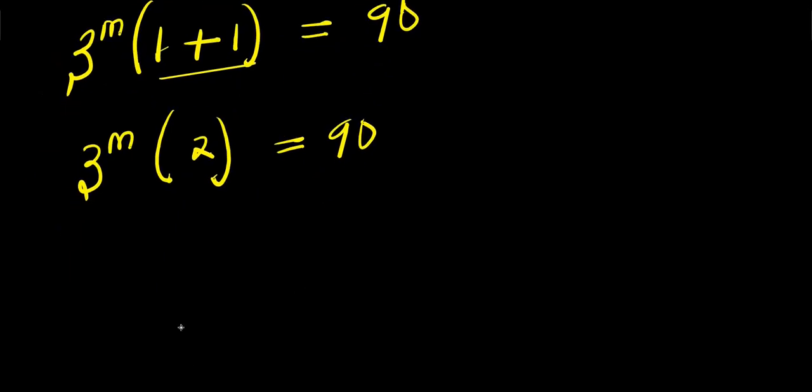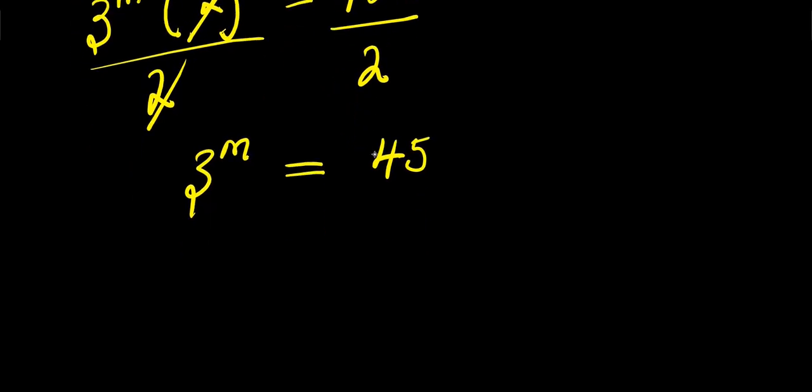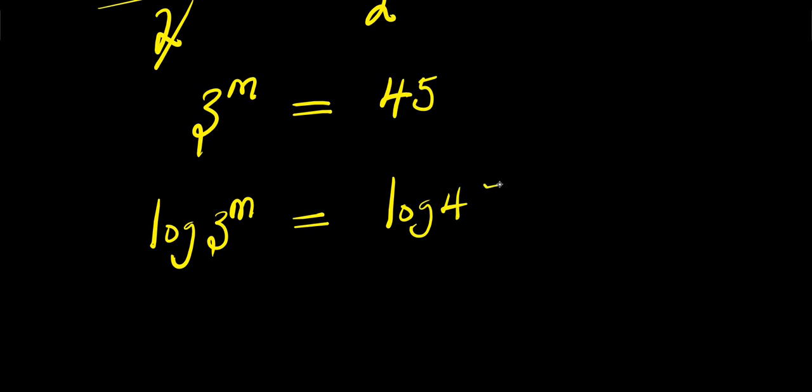So right now, divide this by 2, divide this by 2, 2 eliminates 2, 3 power m equals 90 divided by 2, that is 45. I apply log, log 3 power m equals log 45.